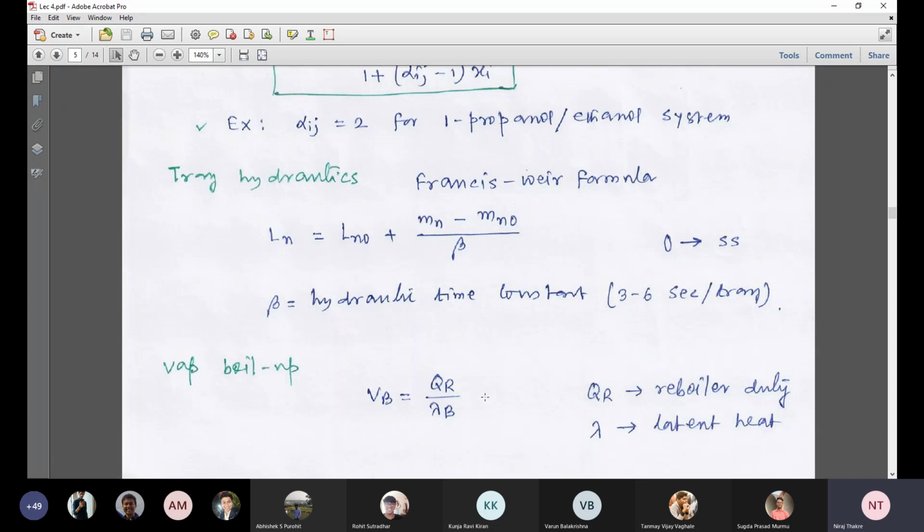Now, see, steam is pure steam, but here lambda B is basically lambda for a mixture of component A and B. Here B is not the component, it is for the bottom. I repeat, this latent heat lambda B basically includes the latent heat of two components, A and B. The question is how you can calculate it. Now give the answer.